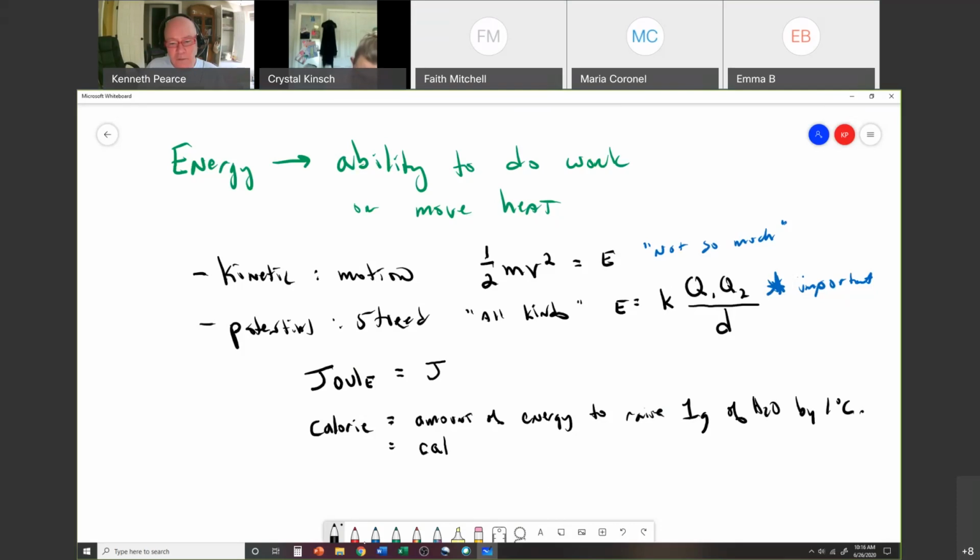Okay, and oftentimes with joules and calories, we don't generally deal with individual joules, and we don't deal with individual calories a lot of times because they're very small. Often you will see kilojoules and kilocalories, and a kilojoule is equal to 1,000 joules, and a kilocalorie is equal to 1,000 calories. All right. Kilocalories you see a lot of times in food calories.